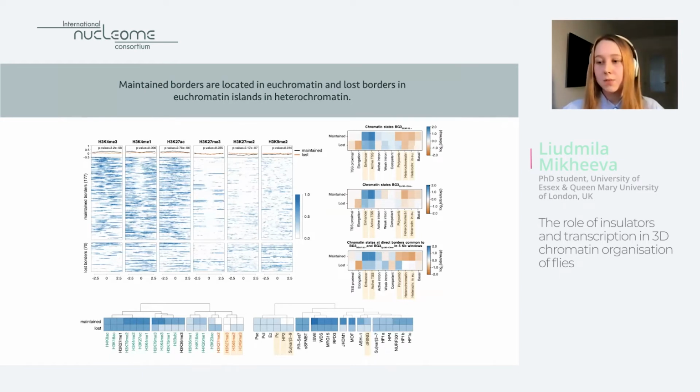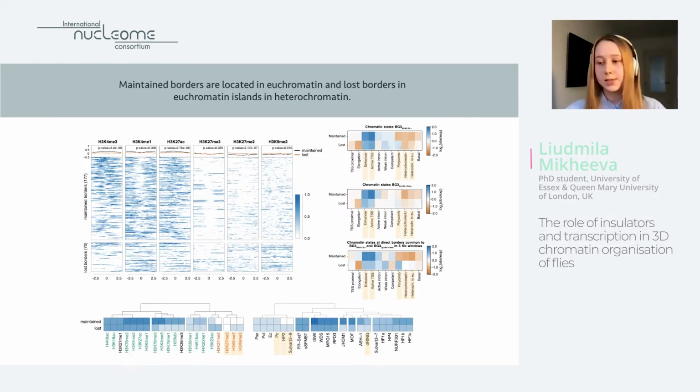Using a chromatin state map in BG3 cells, we further investigated the chromatin states associated with maintained and lost TAD borders, and our results confirm that indeed maintained and lost borders are enriched in enhancer and active TSS chromatin states and are depleted in heterochromatin. In addition, lost borders also display partial enrichment in the Polycomb state.